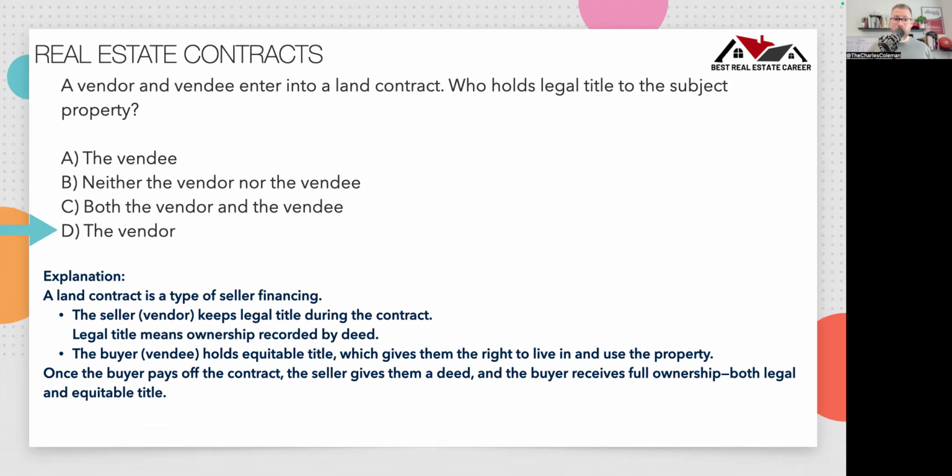Legal title means ownership recorded by deed. The buyer, vendee, holds equitable title, which gives them the right to live in it and use the property. Once the buyer pays off the contract, the seller gives them a deed, and the buyer receives full ownership, both legal and equitable title.